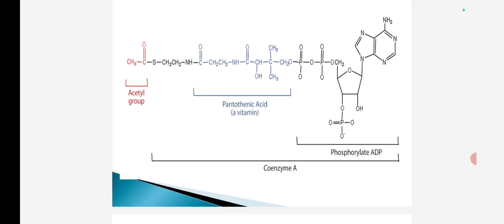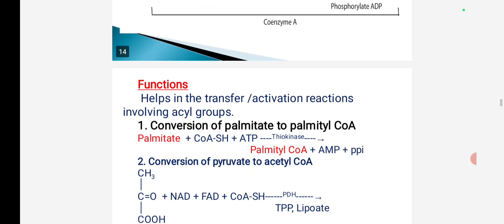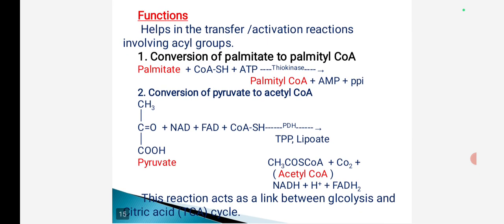This is the structure of coenzyme A, which consists of an acetyl group, pantothenic acid and phosphorylated adenosine diphosphate. Next, functions of coenzyme A, which helps in the transfer and activation reactions involving acyl groups. First example, conversion of palmitate to palmityl-CoA. This is the active form of fatty acid.